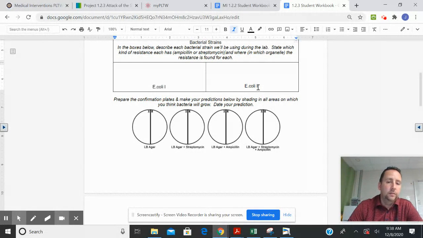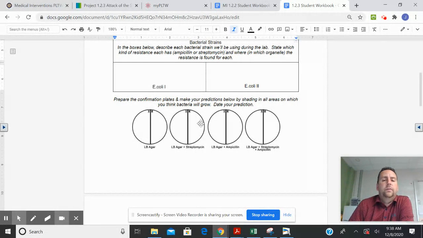All right, and so what we're going to be doing is you're going to have strain 1, you're going to have strain 2, okay? And so you're going to take strain 1 for each of these plates, and you're going to streak it, okay? Swab it back and forth.